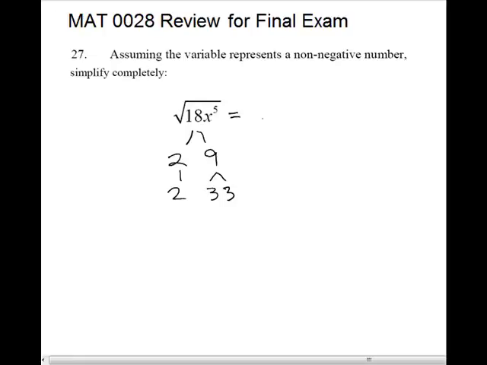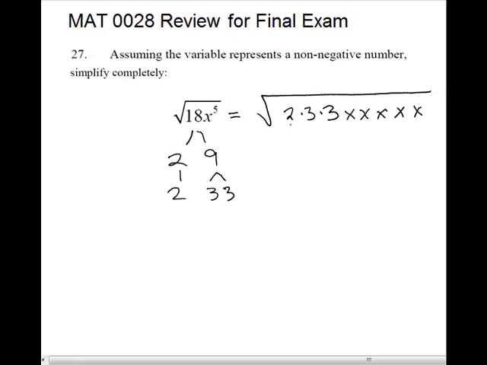And for your variable, you can write it out. So all of this is under your radical symbol. We will have 5 x's for x to the 5th. And it's a square root. So every time we find 2 copies of something, we have a square, we can take one factor to the outside of the radical symbol.